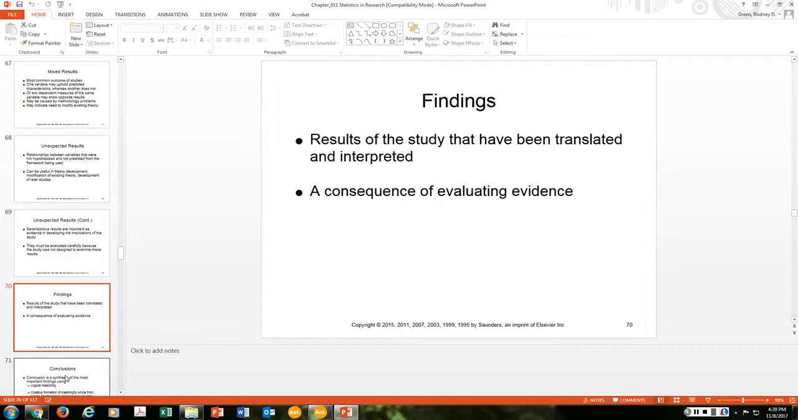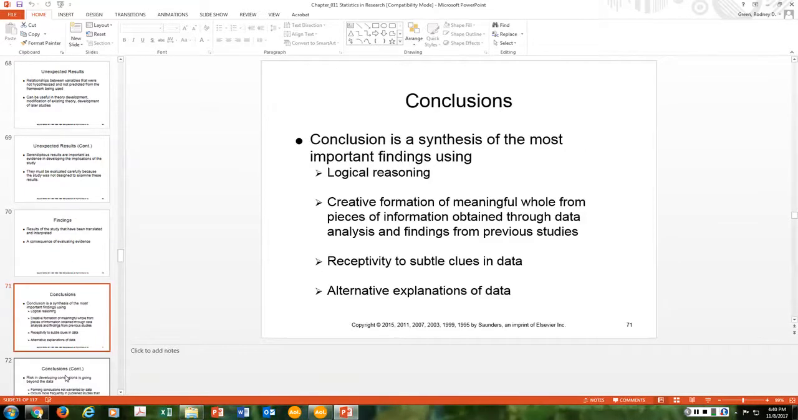Findings are the results of the study that have been translated and interpreted. It's a consequence of evaluating the evidence. Now, the conclusions. This is another heading that you will see in a published research report. So first the findings, then the conclusions.